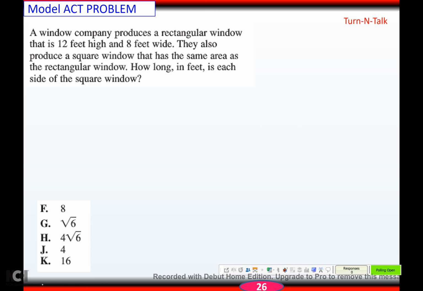Alright, try this one. Hit pause, come back when you're ready. And hopefully you got 4 square roots of 6.